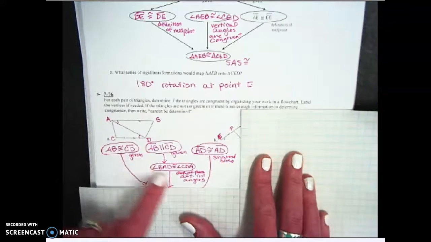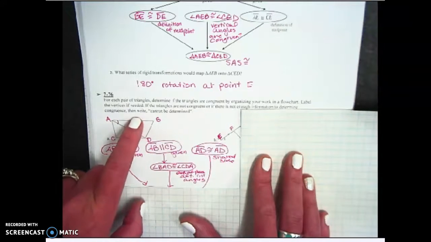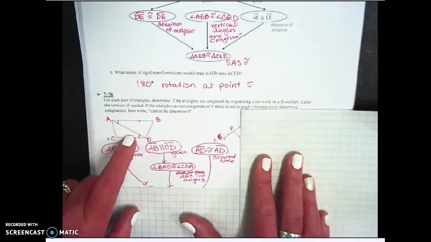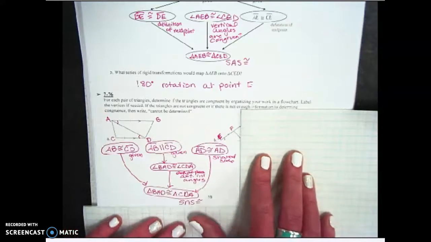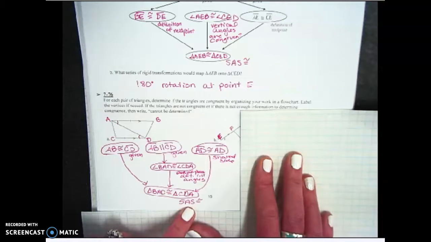Just so happens that that angle is in between the two sides. So we have side, angle, side, side, angle, side. So we're going to say that yes, the two triangles are congruent, and the reason is side, angle, side, triangle congruence. Okay?